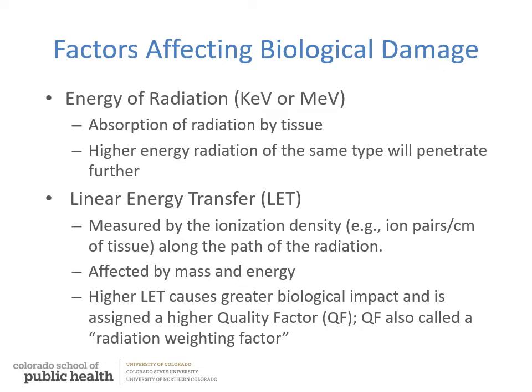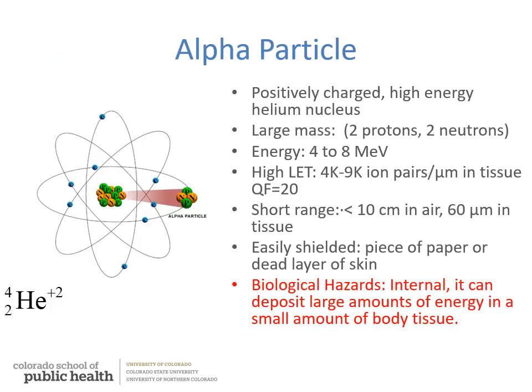So these are the key points of radiation dosimetry: how much energy and how much energy gets transferred over the path. So I'm going to walk you through the basic particles and other types of radiation and talk about what sort of damage they cause. So an alpha particle is positively charged. It's a high energy uranium nucleus that has been expelled from an atom. It has a pretty large mass and a lot of energy, and therefore a high LET.